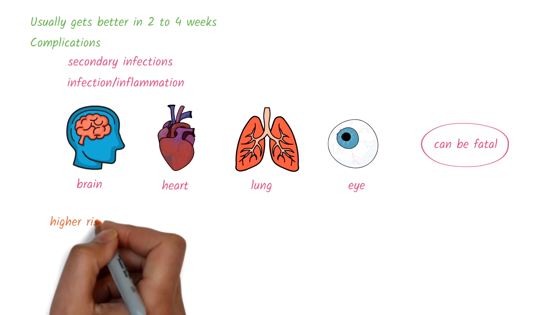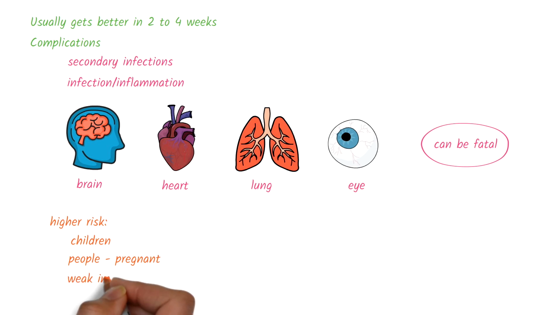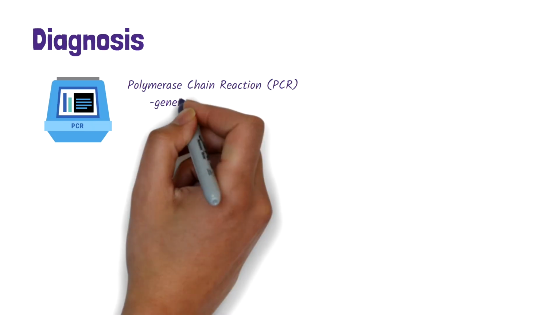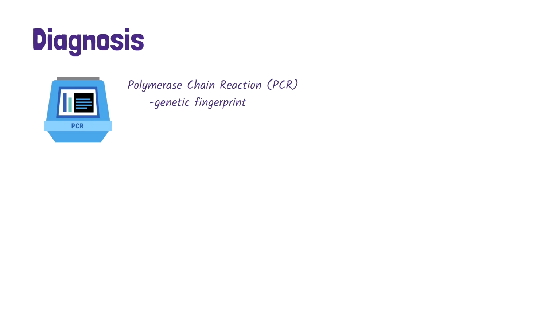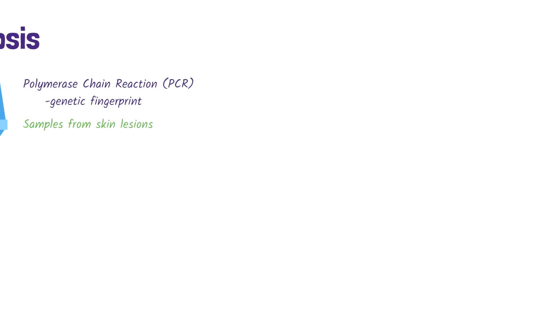Those at higher risk for serious illness include children, people who are pregnant, and those with weak immune systems, including people living with poorly controlled HIV. So, how is it diagnosed? Polymerase chain reaction, PCR testing, which detects the genetic fingerprint of the virus, is the best test to diagnose the disease. This is usually done on samples from skin lesions, such as fluid or crusts.